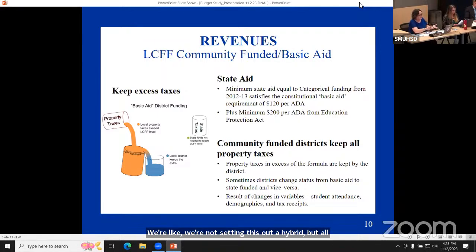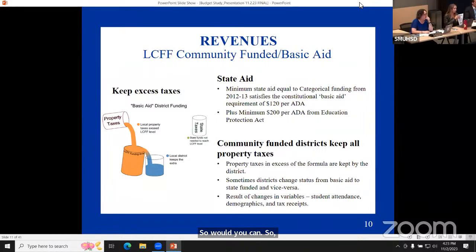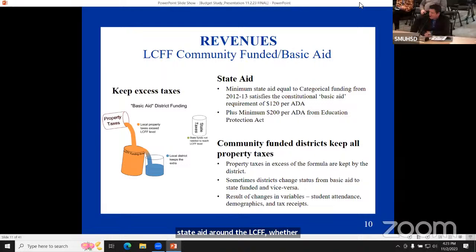Yeah, that's a good question. All property tax and state aid around the LCFF, whether your property taxes are below or above, are considered LCFF sources in the state's mind, because they're using that to compare to that LCFF guarantee. But it's a misnomer. It's not a great way to explain it for a community funded district. There's only 10 or 15% of us that are community funded, and for LCFF funded districts it makes a ton of sense, because your LCFF funding really is your LCFF guarantee.